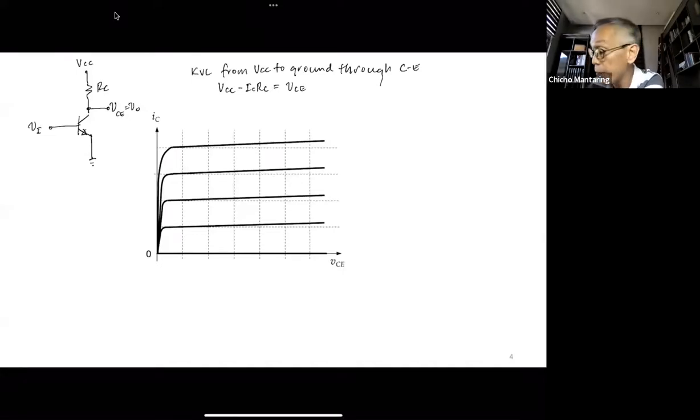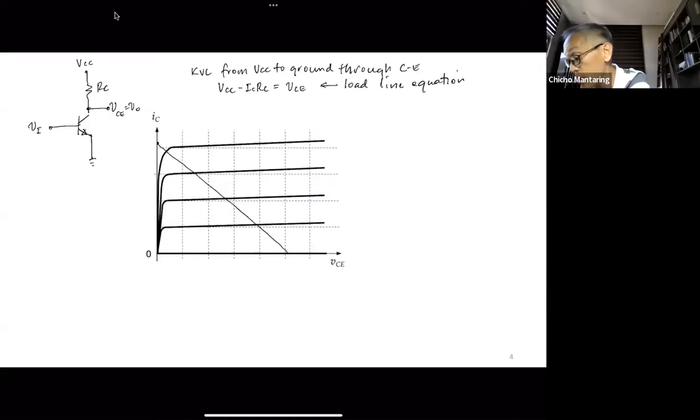And I already mentioned this last time. This is what you call your load line equation. And you can plot this load line equation on your characteristic curves. What will it look like? It's going to look something like this. Now you have a straight line this way. At IC equal to 0, your VCE will just be equal to VCC.